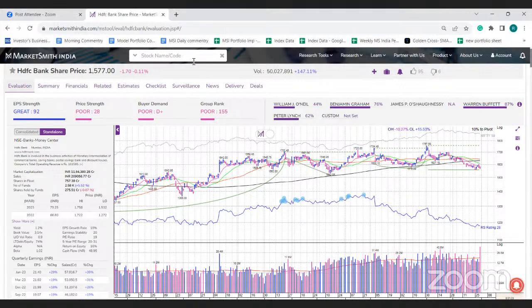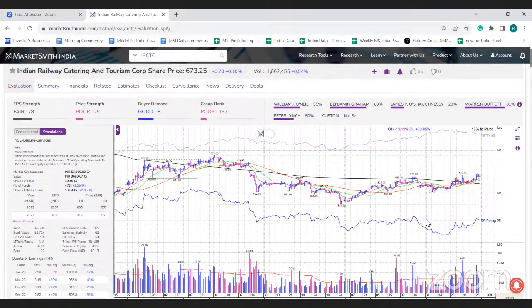Next is IRCTC. Slightly similar on the technical front. If you see, the stock has been forming a long consolidation base pattern and has moved sideways for almost a year. It has been trading around 700 and 600 levels. It's a very long base pattern, and recently it reclaimed its moving averages, but levels such as 675, 679 are acting as some kind of resistance for the stock.